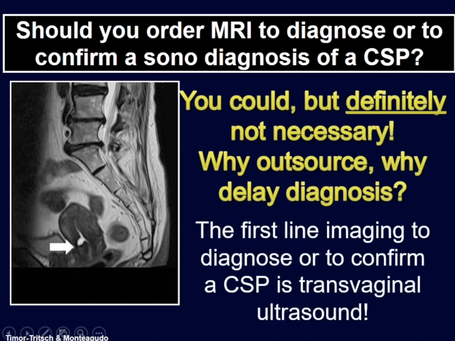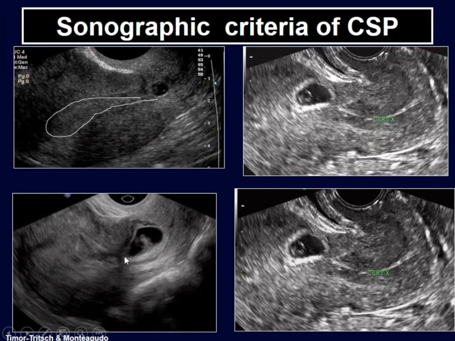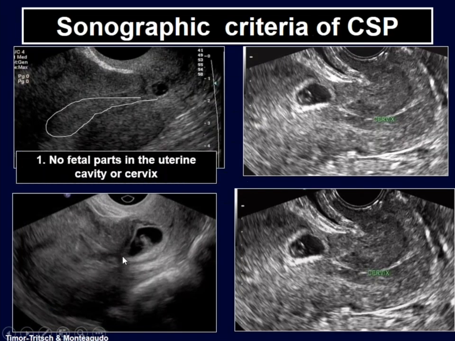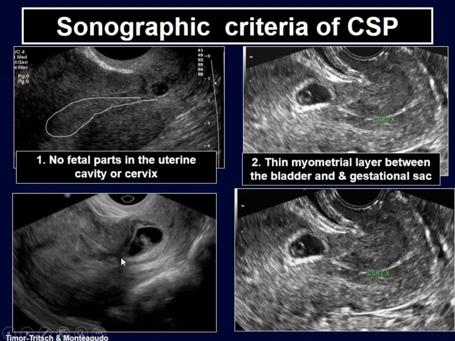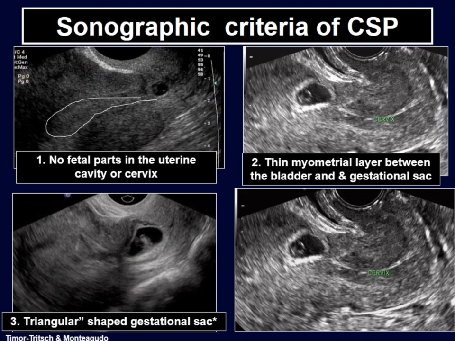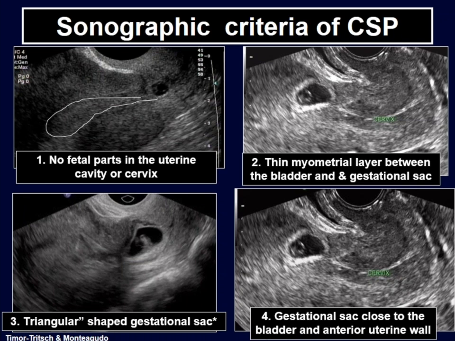The first-line imaging is transvaginal ultrasound. The criteria to diagnose it are the following: no fetal parts in the uterine cavity or cervix, and a thin myometrial layer between the bladder and gestational sac. In the beginning, a triangular or wedge-shaped gestational sac, and then the gestational sac is close to the bladder and the anterior uterine wall.